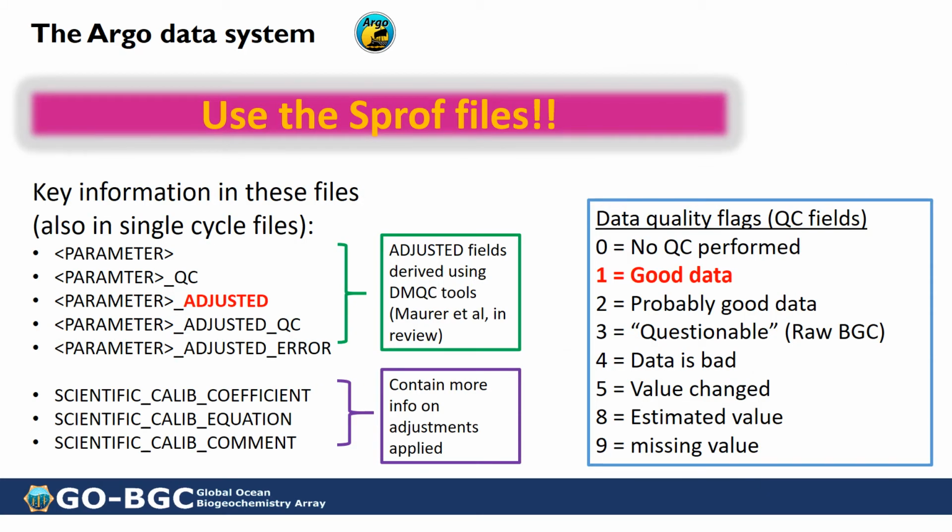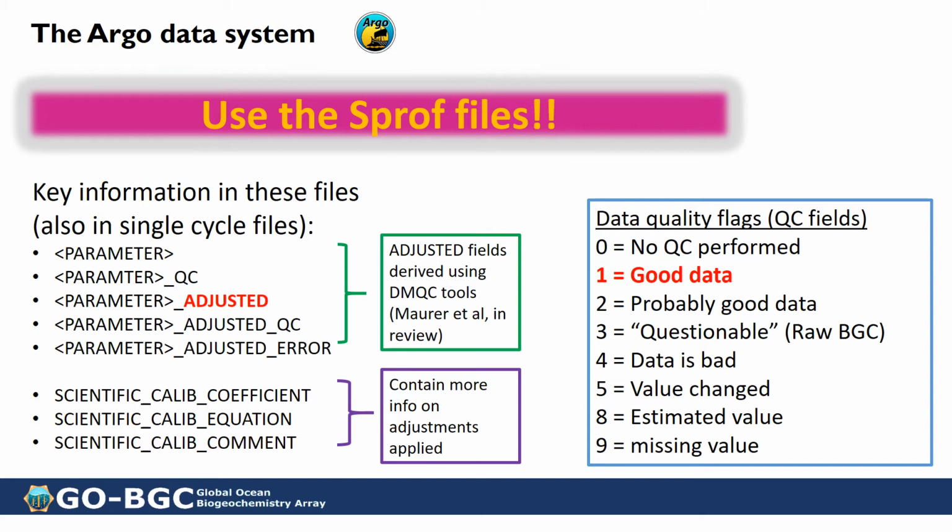I'd like to talk a bit more about some key information within Argo profile files, including the SProfile files, as well as the single profile files. So I mentioned how you should always be looking for adjusted fields when you are working with BGC data. Each parameter within a file will have an adjusted counterpart if the data has been adjusted in delayed mode or real time. Adjusted fields are initially derived using delayed mode quality control tools, for example, the SAGE and SAGE-02 tools as described in Maurer et al., in review.